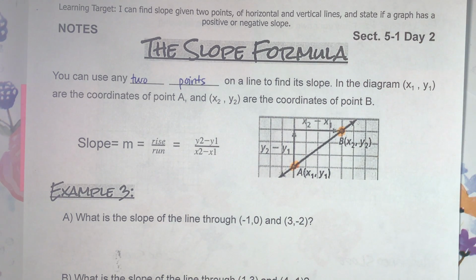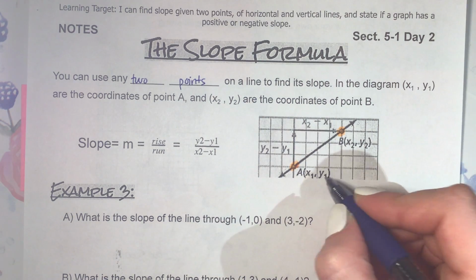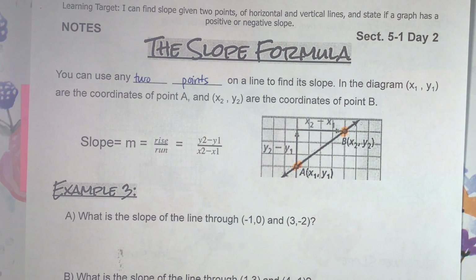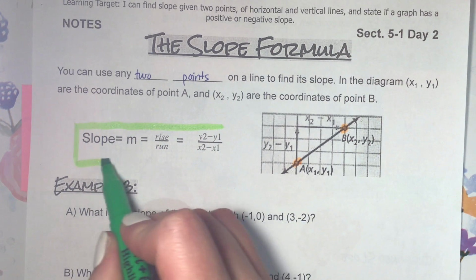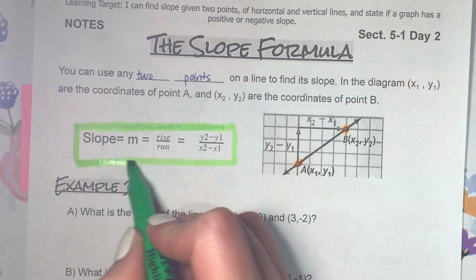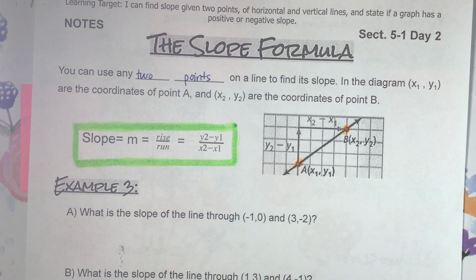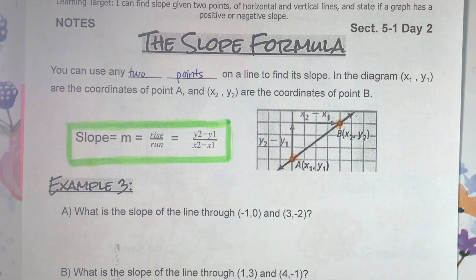Now we cannot call point A X and Y, and point B X and Y as well. So we have sub 1 or sub 2 to let us know specifically which point we're talking about at whatever point in time. So here we have our formula: slope, or M, it's the same thing, is equal to rise over run, or y sub 2 minus y sub 1 over x sub 2 minus x sub 1. So we're calculating the change in the y's and the change in the x's. Let's see that put into practice.